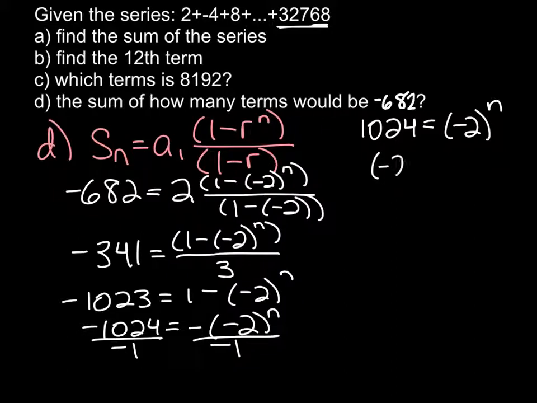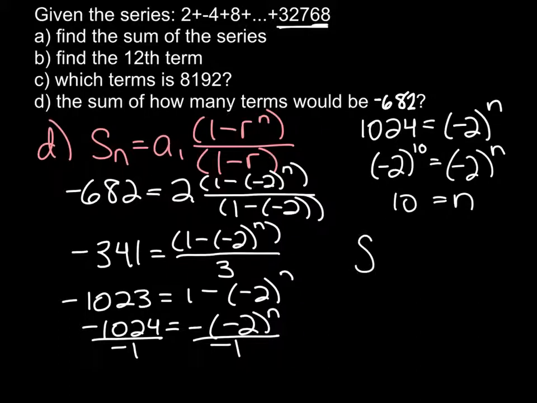I want to rewrite 1024 as negative 2 to a power, which I know must be an even power. And negative 2 to the 10th gives me a positive 1024. Then I just set the exponents equal, so I get that n equals 10. This means that the sum of the first 10 terms equals negative 682.